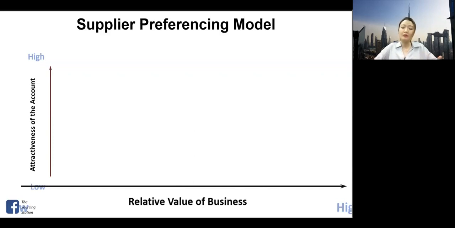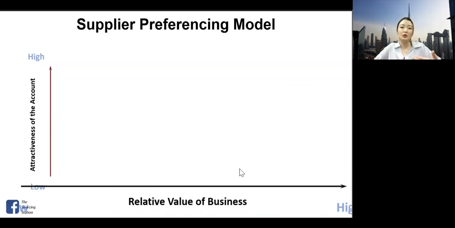Straightforward, isn't it? So if we are to apply the Pareto rule, better known as 80-20, then most suppliers would have only a few large accounts, just like when you are doing your spend analysis, right? For example, if your supplier's annual turnover, sales volume, is $500,000, and your business is only $10,000, then your value of business to them is relatively low, isn't it? So you will be here.